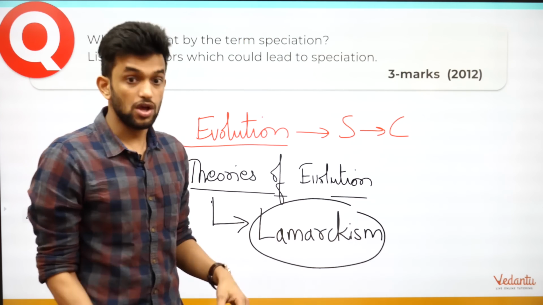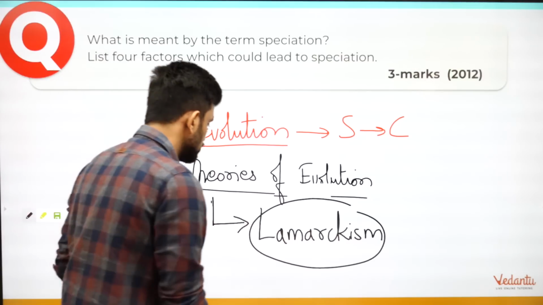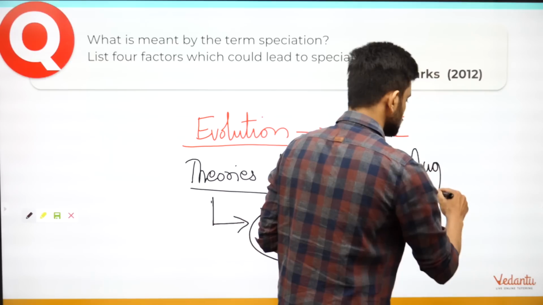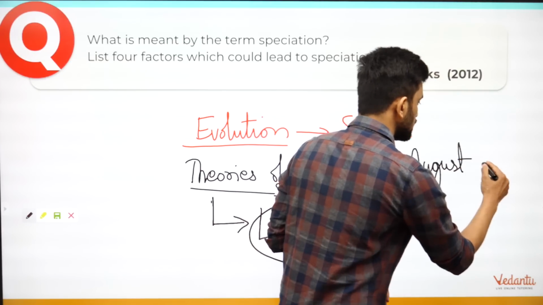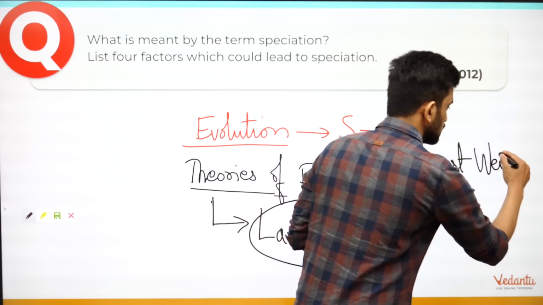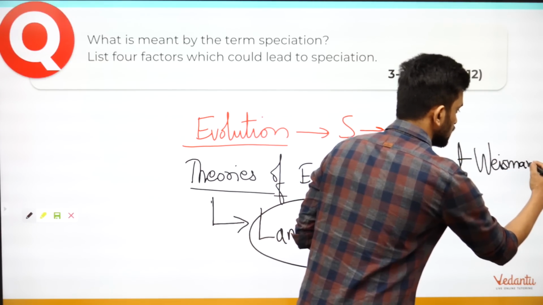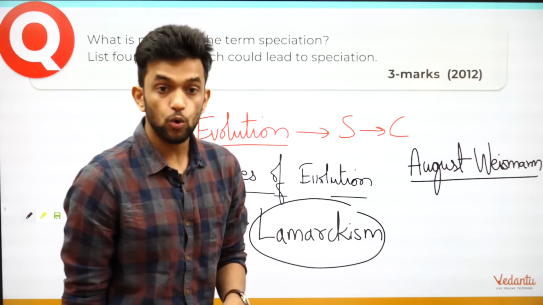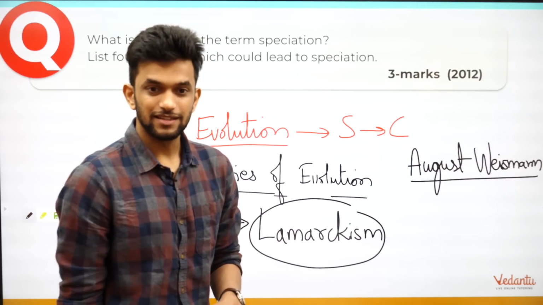That's what Lamarck said. But one more scientist called August Weismann. Yes, people. You know August Weismann, what did he do? Yes, please.